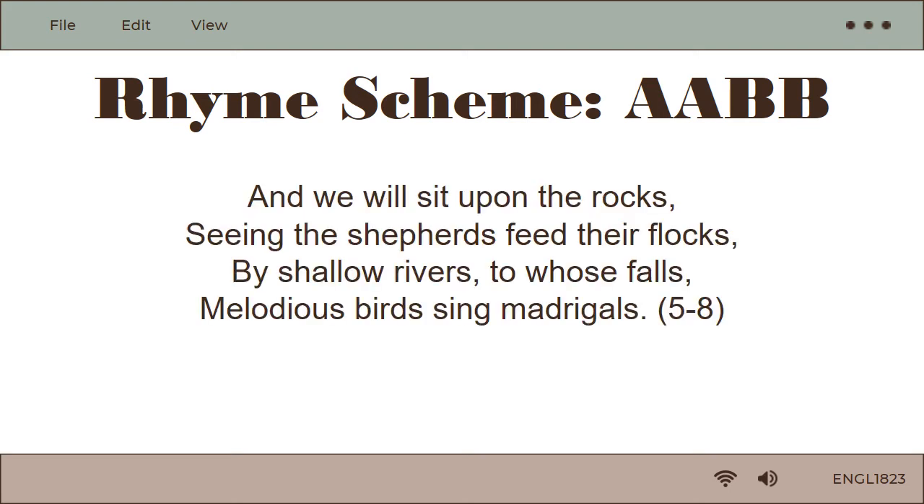Check this out. "And we will sit upon the rocks, seeing the shepherds feed their flocks, by shallow rivers to whose falls melodious birds sing madrigals." With the exception of line 6, which starts off with a trochee, "seeing," which goes DUM-da instead of da-DUM, this is pretty darn perfect iambic tetrameter. So perfect, in fact, it sounds more like a song than a poem.